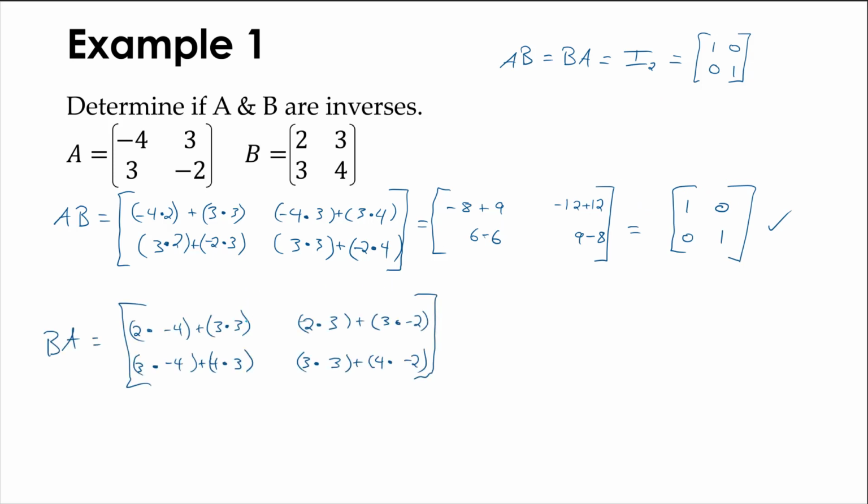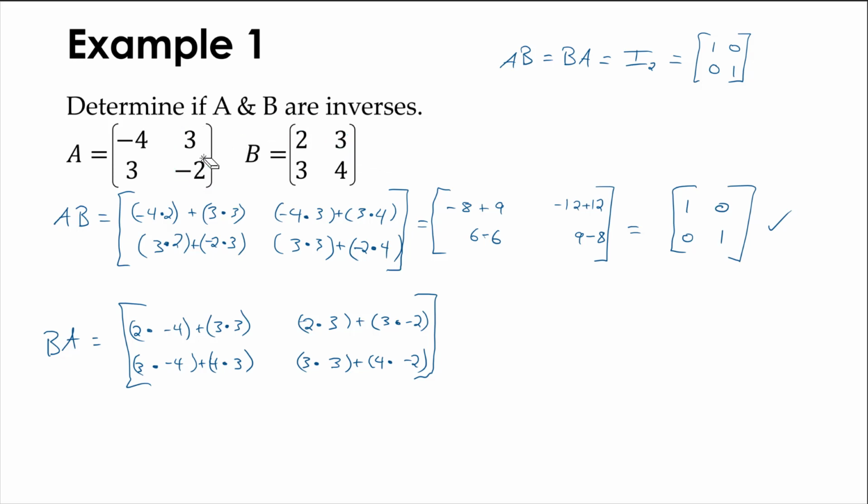Okay, so now let's take a look at B times A. So again, B times A. Now I'm taking a look at the first row, so I've got 2 times, now I'm taking a look at the first column, so 2 times -4 plus 3 times 3. And then I'll take a look at the first row times the second column now, when I'm looking at this element right here. So it's going to be 2 times 3 plus 3 times -2.